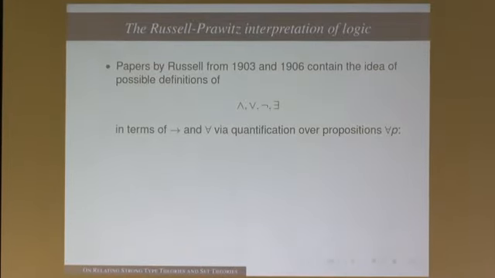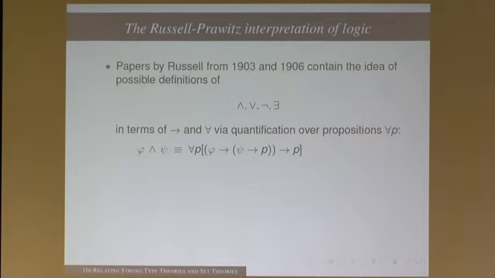It's already a long time ago that Russell wrote a paper, in 1903 and 1906, so predating type theory, where he talked about defining certain logical operations in terms of other operations, namely that you can define and, or, negation and the existential quantifier in terms of just implication and universal quantification. But you need quantification over propositions. So you need this for all P, and this P is a quantifier over all propositions.